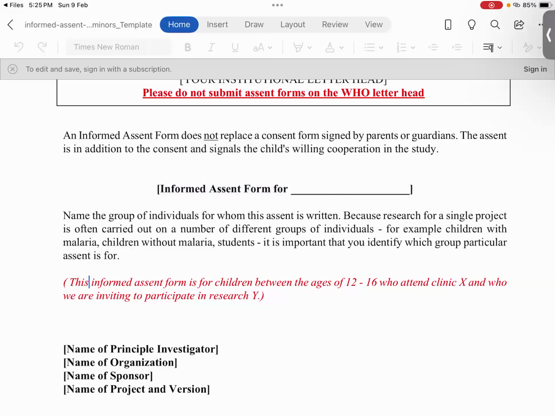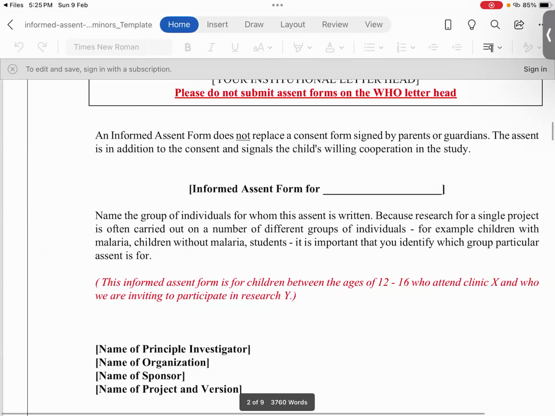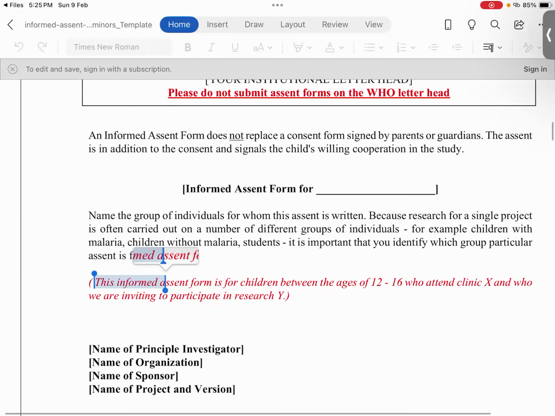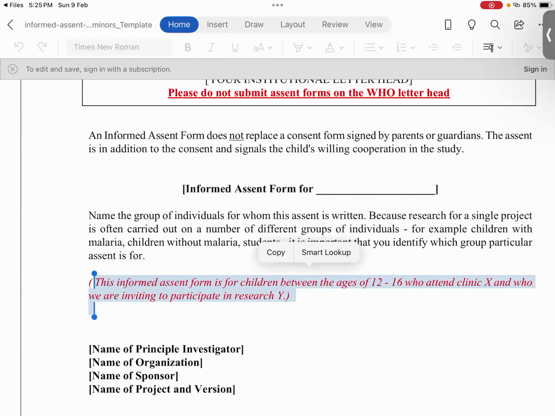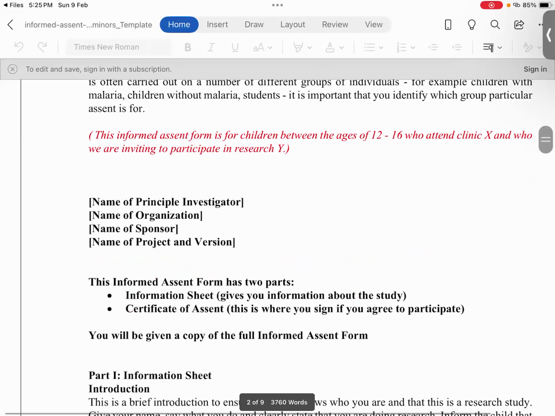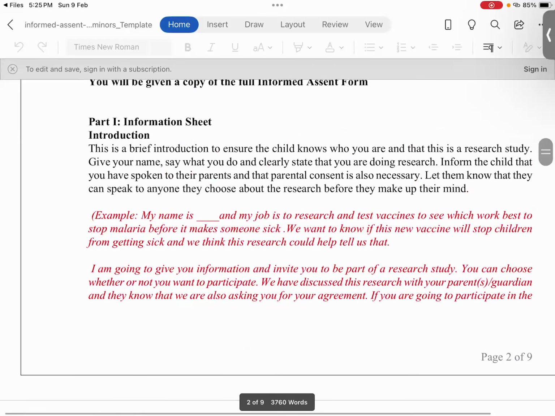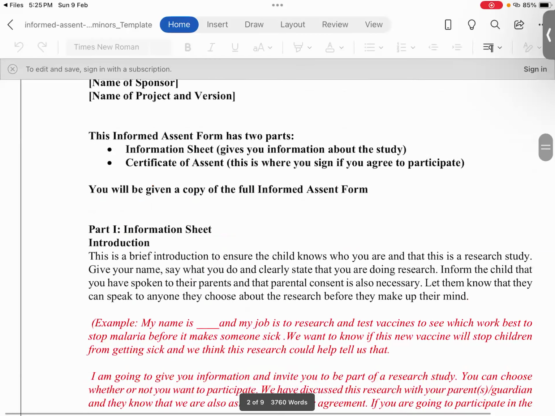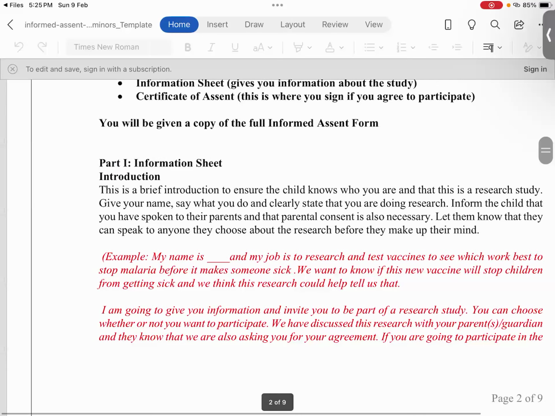Focus on the red text. This informed assent form is for children between the ages of 12 to 16 who attend the clinic, participating in a research by. That's how you start. So part one, as usual, is our information sheet.